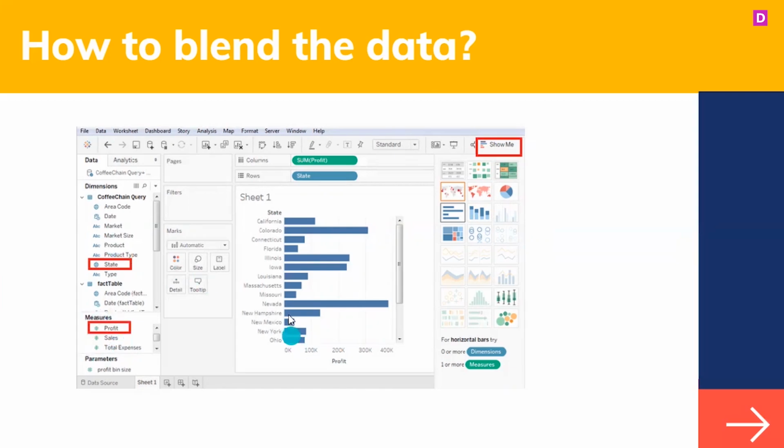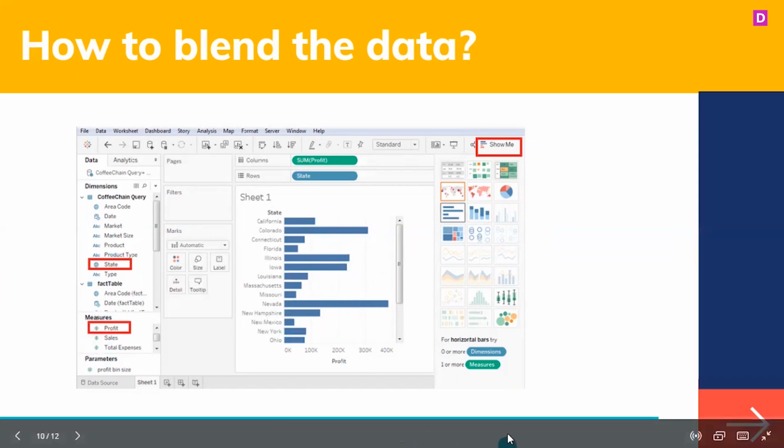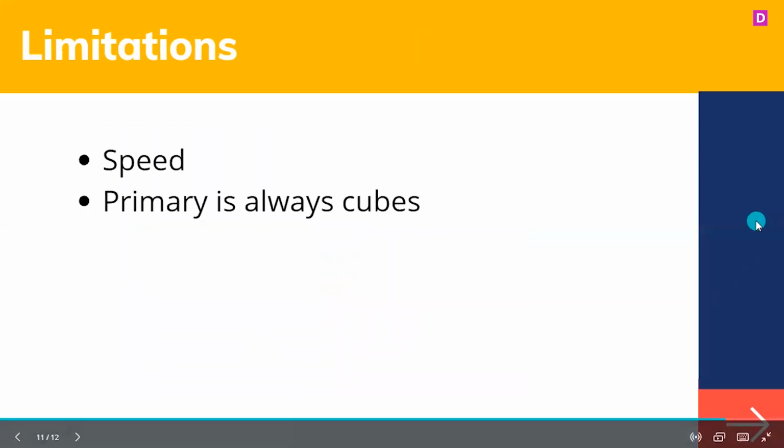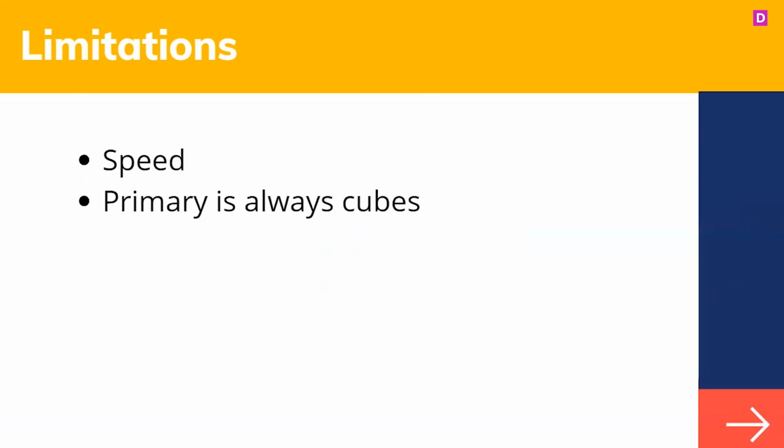Once that is done, from the Show Me option you can select a horizontal bar to get your graphical visualization. The chart is clearly giving us an indication of how the profit varies for each state, in both the sample coffee chain as well as the sample superstore data. So this is how it is blending the data, and we can see the results in the form of a graph over here. This is how you can perform blending with Tableau.